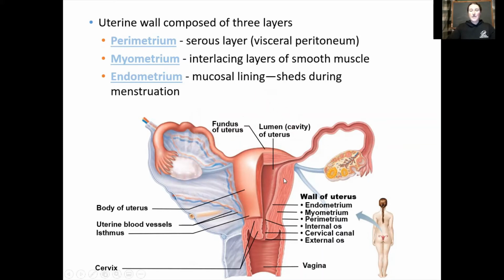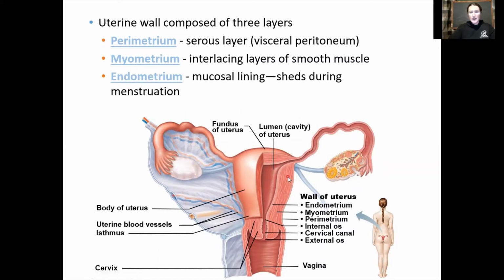Okay, the thickest portion is called the myometrium. Again, very muscular. Of course, the uterus has to contract in order to expel an infant, right, fetus to infant. But also it has to contract every month in order to dislodge the endometrium, right, the innermost layer here, to shed during menstruation.